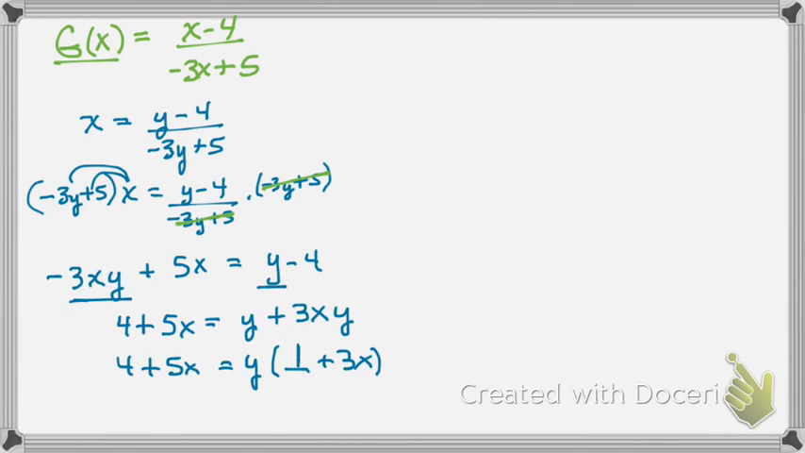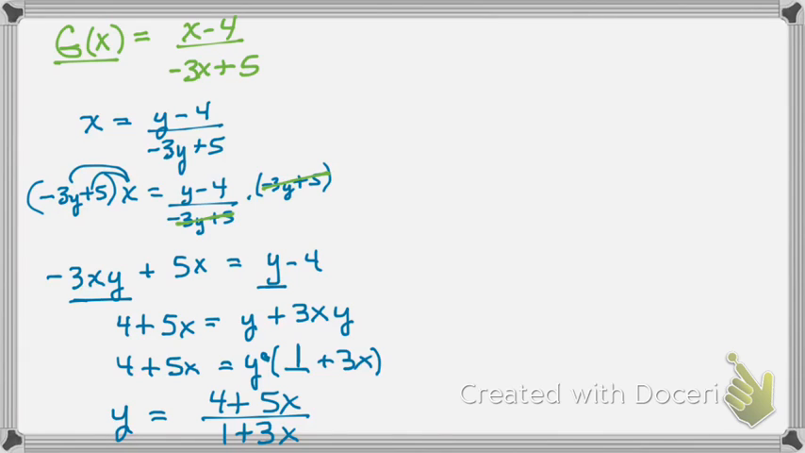Okay, now I've made it easier to get the y by itself. What can I do now to get y by itself? Divide by 1 plus 3x, right? So if I divide by 1 plus 3x, I will get y equals 4 plus 5x divided by 1 plus 3x. And there we go. The y is now by itself.